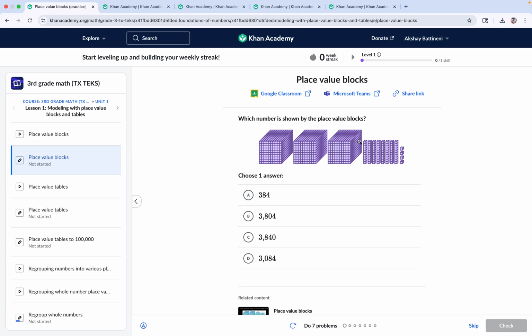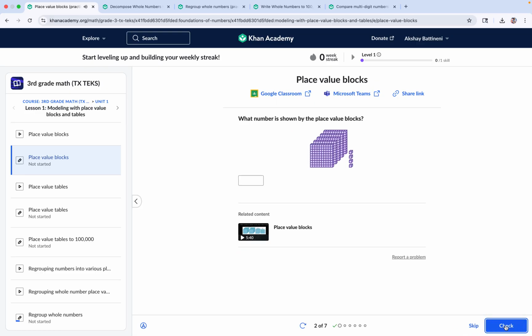And then here we don't have any hundreds, so the hundreds will be 0 because we don't have anything in that place. And then we have these rods which equal 10, and we have 1, 2, 3, 4, 5, 6, 7, 8 of them. So we will have 8 tens, which is 80. So right now we have 3,080. And then as you see, we have these ones. We have 4 of these, so 3,084. And if you see here, that is D. Hopefully you got that one right.